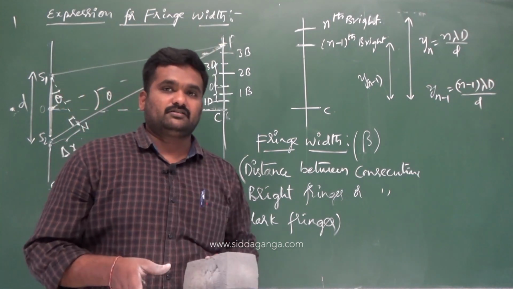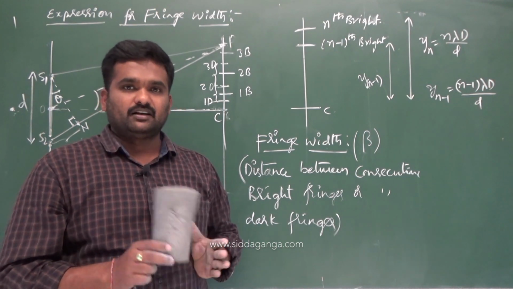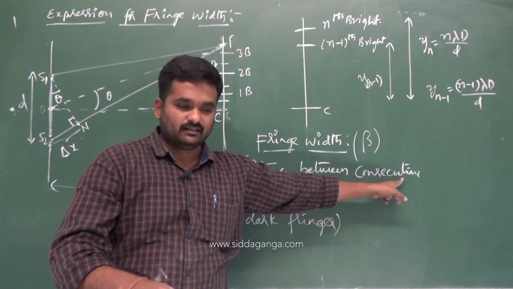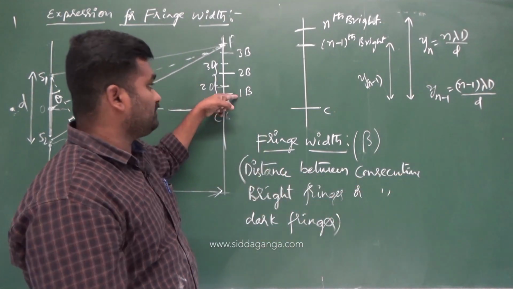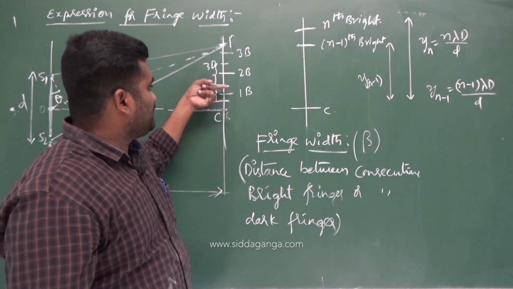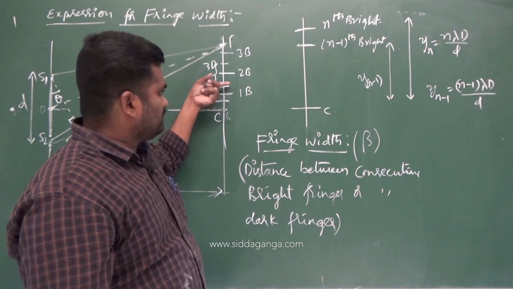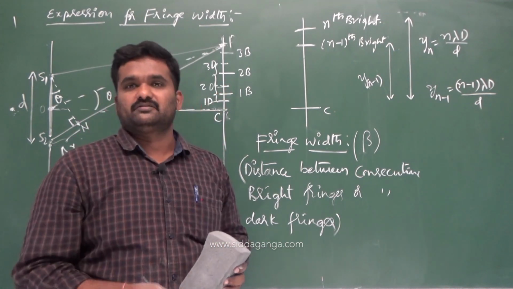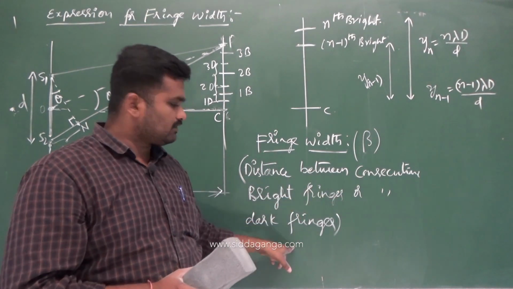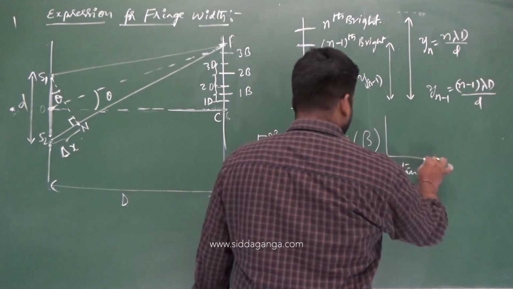You can't take the distance from the first bright to the 10th bright as fringe width. Distance between consecutive means what? Next to that bright fringe. Next to the bright fringe, which bright fringe is it? You should not take the distance between the first bright and the first dark; that will not give the fringe width. Keep it in mind: distance between either consecutive bright or consecutive dark. I think it is enough for you to understand what fringe width is.